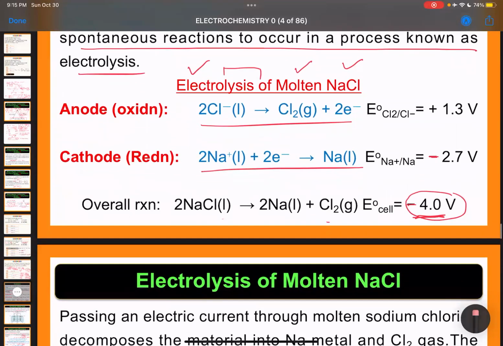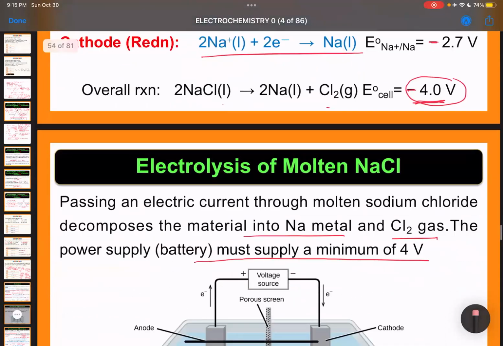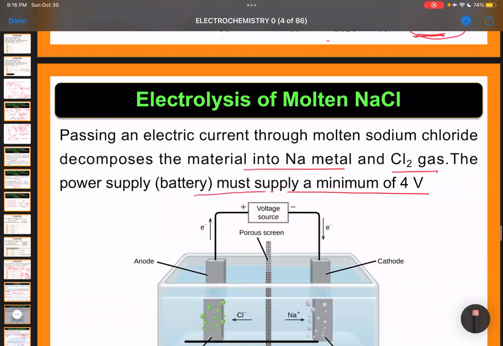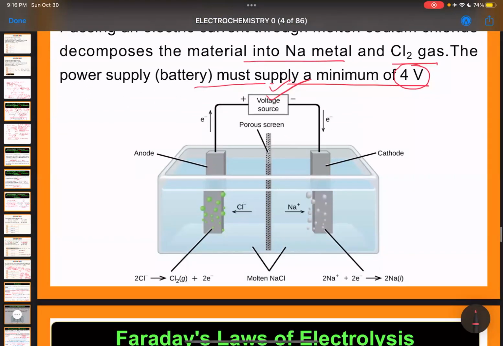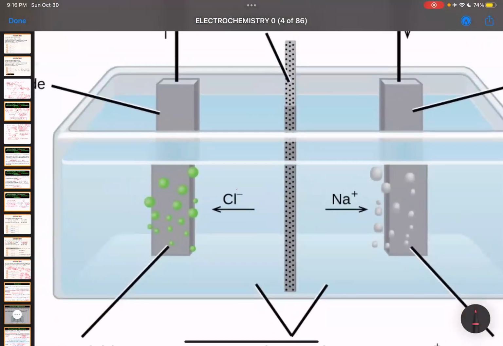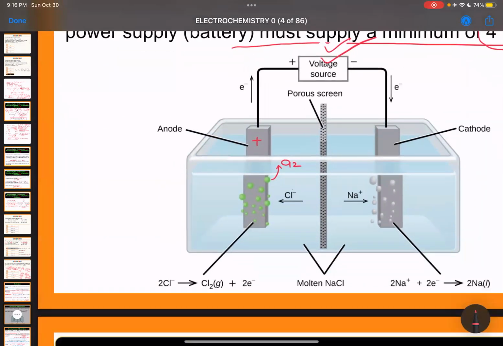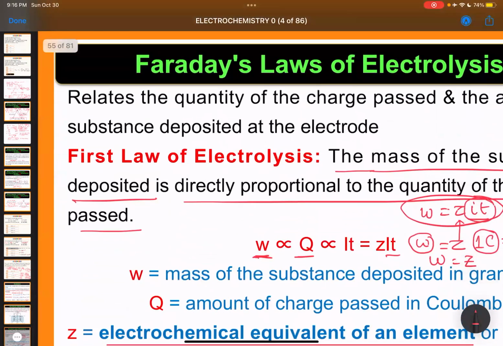This EMF is negative. So how can we make this reaction happen? We can apply the battery. We can apply a voltage source externally, which can supply a voltage of 4 volt, and that can make this reaction happen. As you can see over here, the chloride ions are going to go towards the anode, which is the positive electrode. They are going to lose their electrons, and the chlorine gas is going to evolve at the anode. And the sodium ions are going to accept the electrons, and they are going to change into sodium, right?